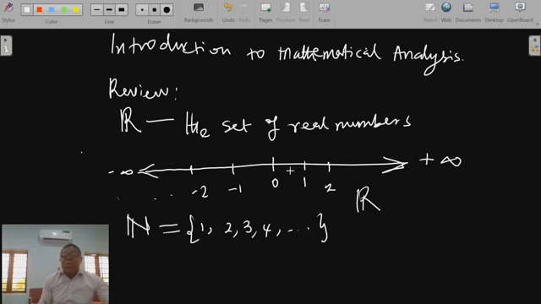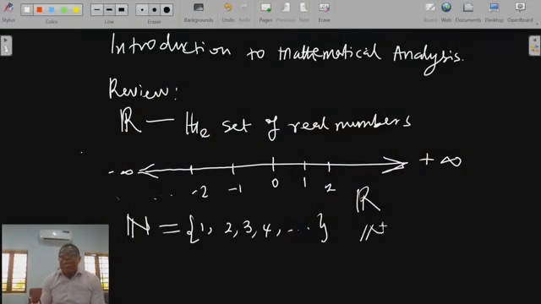But one should note that in between 0 and 1, there are still infinitely many numbers because each point represents a number, and there are infinitely many points between 0 and 1. So between 0 and 1, we have numbers like, say, 0.001, 0.002, and so on and so forth. The elements of the set of natural numbers are also called the counting numbers.